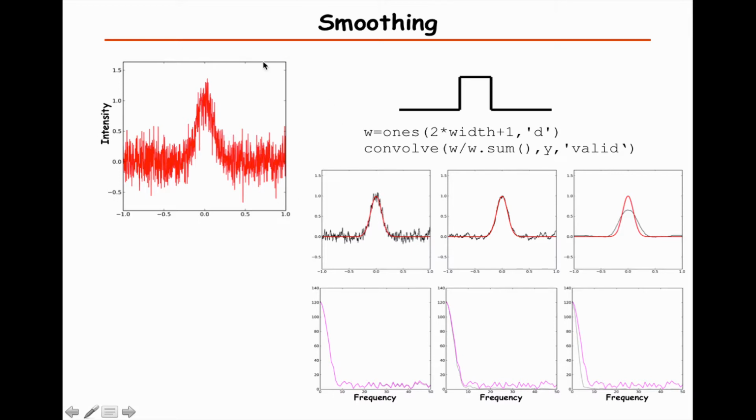So this is one example. We have our peak with noise, and then we do different smoothing with this box smoother. Again, if we do just a little bit of smoothing, we still get quite a bit of noise. If we do too much smoothing, we get a wider distribution.